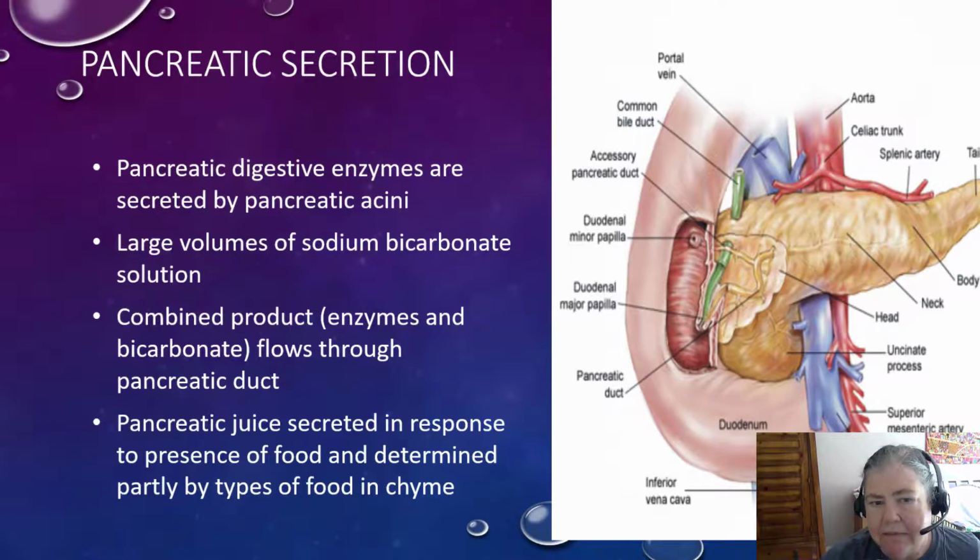Pancreatic enzymes and solution are secreted in response to the presence of food in the first part of the small intestine and the types of food in the chyme that's coming through the pylorus into the duodenal bulb. So lots of messaging going on here. Some of it hormonal, being picked up in the general circulation, some of it local, so paracrines.